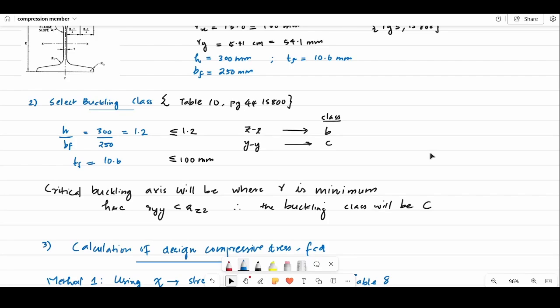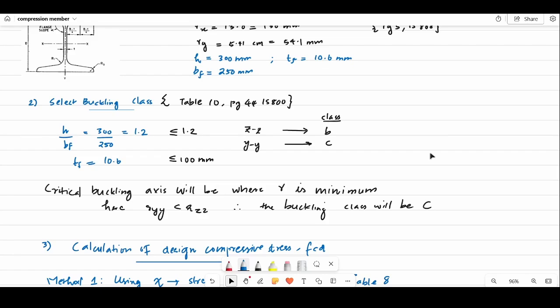Now always the critical buckling will be in the axis where the radius of gyration is minimum. So we know that the radius of gyration is minimum on Ry. It is obtained from the sectional properties of the member from IS 808 itself. So the Ry was 5.41 centimeter, whereas Rx, which is equivalent to our Rz here, was 13 centimeter. So the minimum value was obtained in the y-axis. So that axis will be more critical towards buckling.